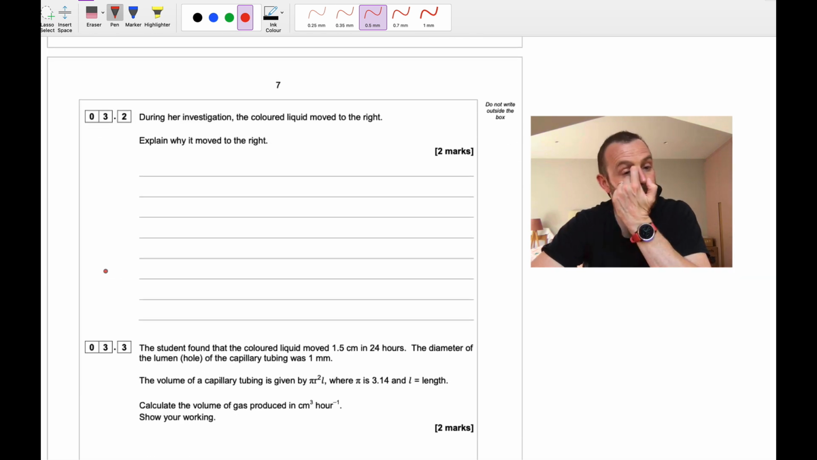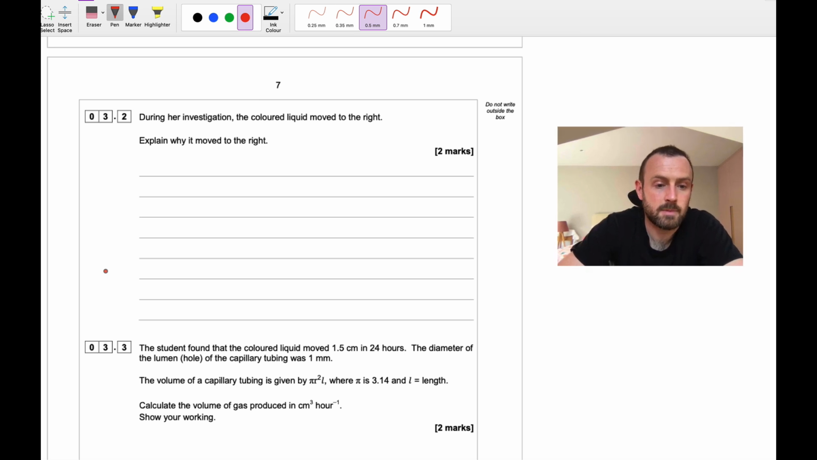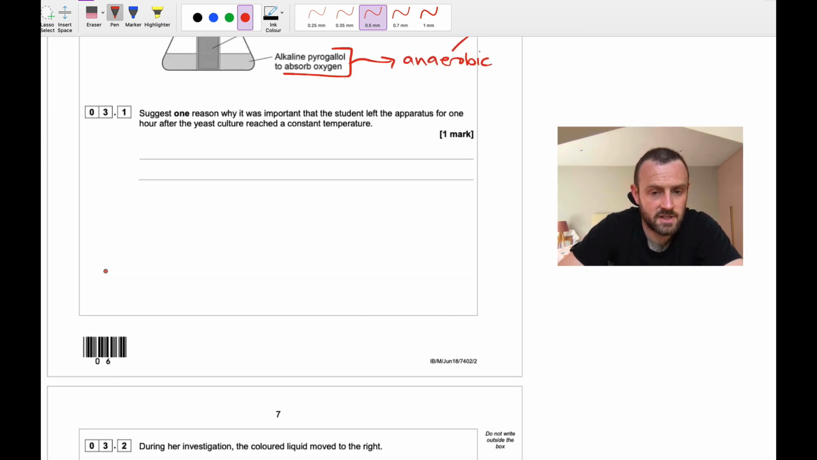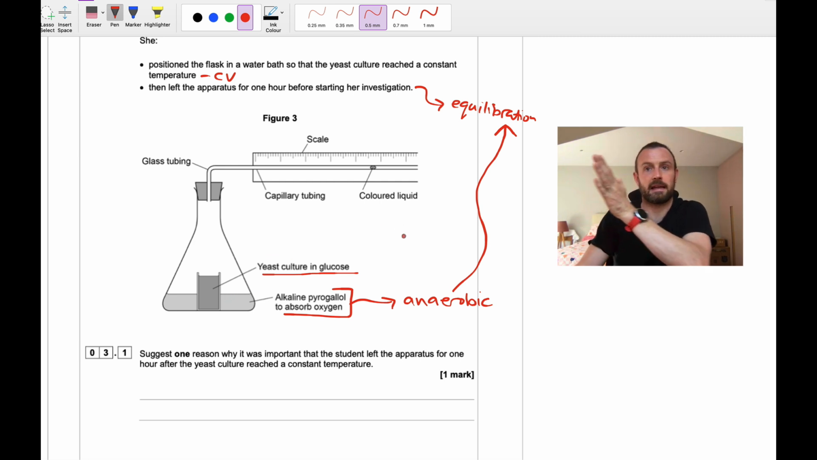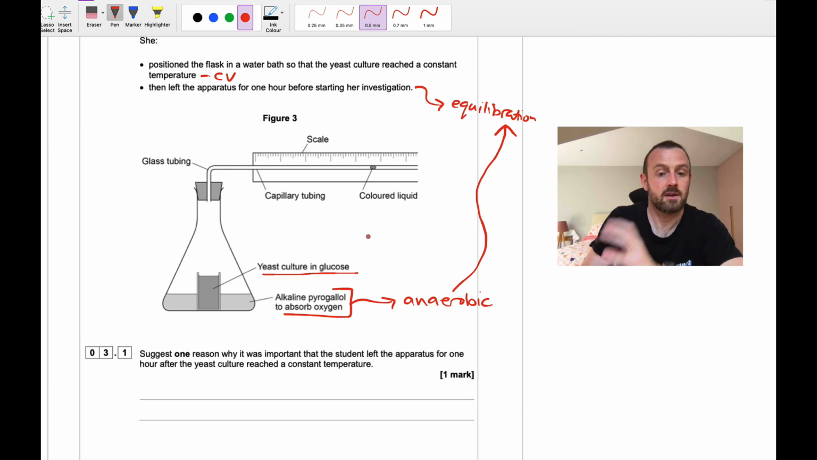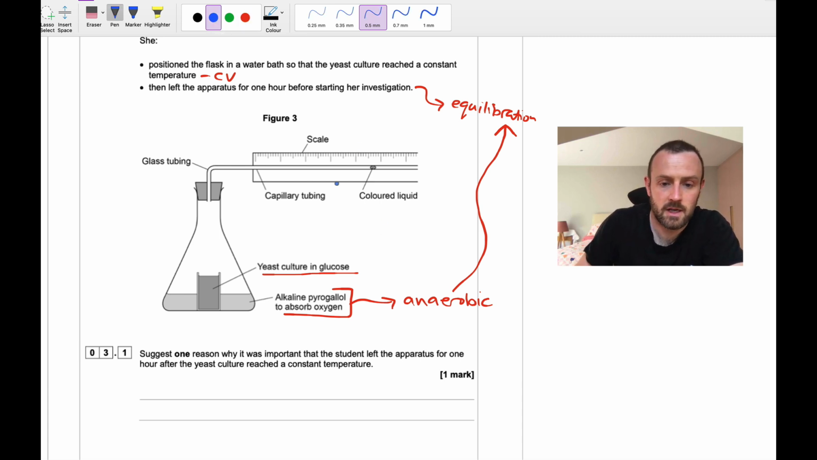All right, 3.2. During her investigation, the coloured liquid moved to the right. Explain why it moved to the right. Okay, this is interesting. This is kind of different to what you often see. You often see this setup with something to absorb carbon dioxide, in which case the coloured liquid will move to the left as oxygen is used. But in this setup, the coloured liquid is going to move this way as CO2 is produced.